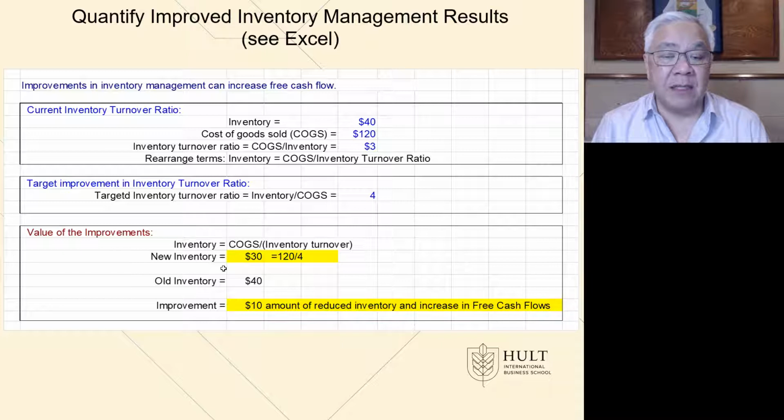So again, let's take an exercise on what would happen if we're able to make some improvements in inventory management. Here's an Excel spreadsheet where we have the current turnover ratio, inventory of $40, cost of goods sold are $120. So the turnover is 3. But what would happen if we could go from 3 to 4? And we'll go into Excel to show the formulas.